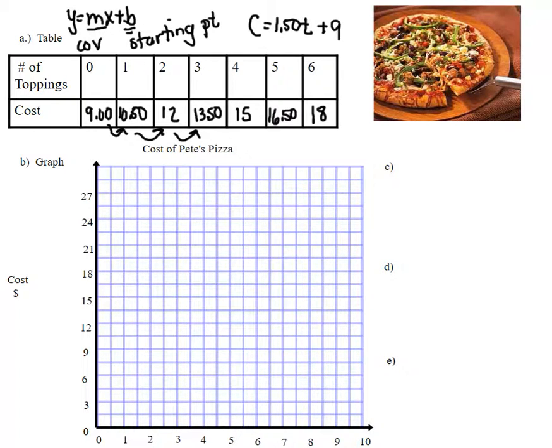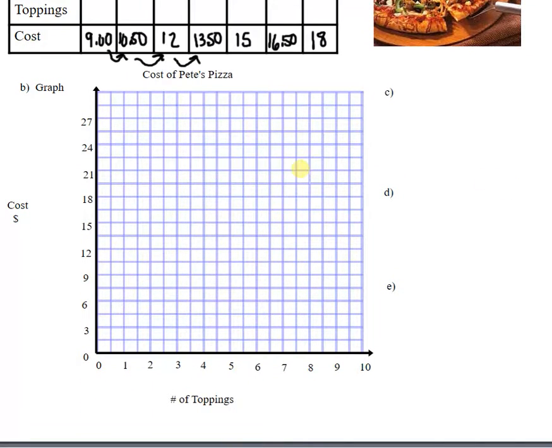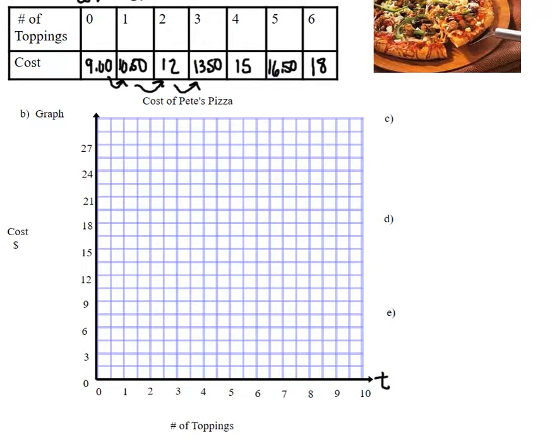Okay, and B wants us to graph the costs. So we always have a title, cost of Pete's Pizza. Okay, the x-axis is going to be the number of toppings, and we use T, and the y-axis is going to be the cost, and we use C. So (0, 9). Okay, (0, 9).